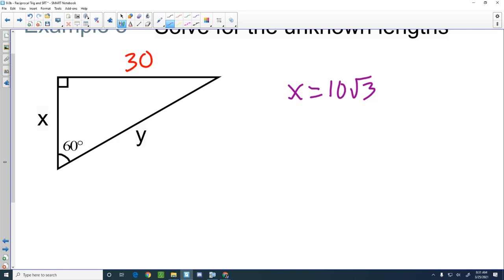And then once you have this, what would y equal? The hypotenuse is going to be what? Remember, to go from the short leg to the hypotenuse, you just multiply it by 2. So you only multiply the coefficient. That root 3 would still be there hanging out.